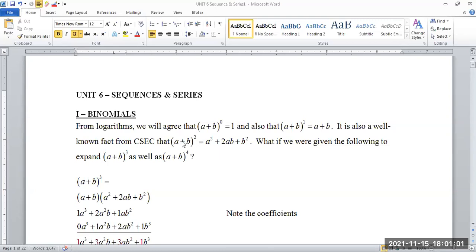Sir, I don't remember how we get this, because if I square, we can get a squared plus b squared, or you get the 2ab. All right, soon come. What if we were given the following to expand: a plus b all cubed, as well as a plus b to the fourth power? So we need to devise a plan, a strategy to get this done.